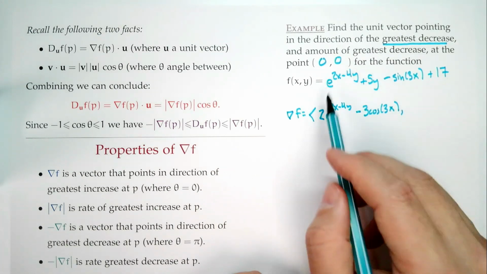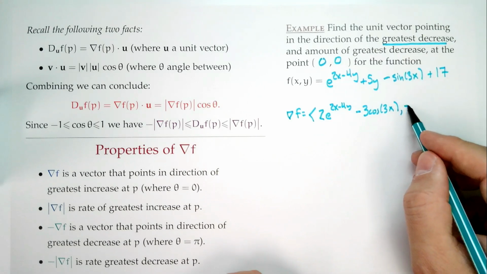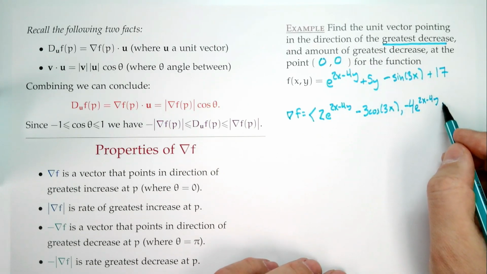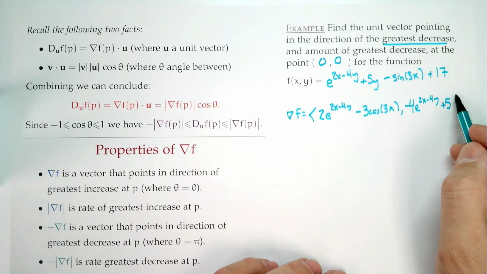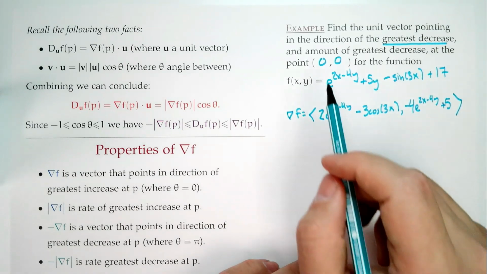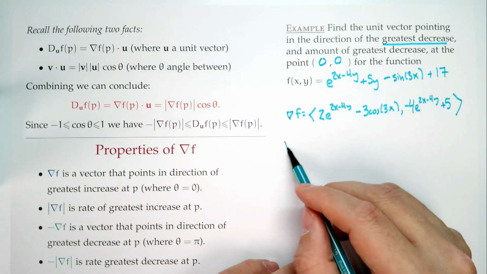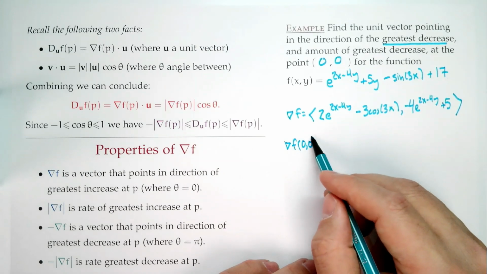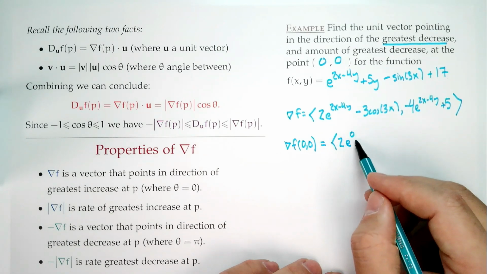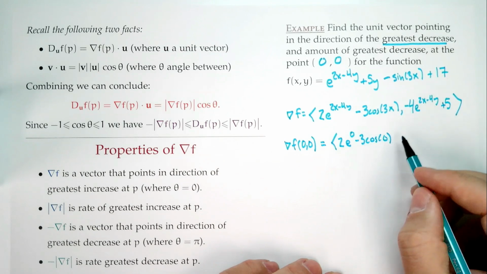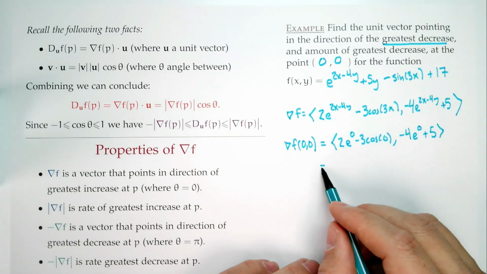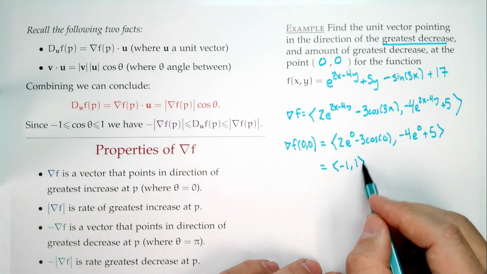Take the derivative with respect to y. Well, there's a y here, so we get -4e^(2x - 4y), and then the derivative of 5y is a plus 5, and there's no more y's, so that's it. Now that's the gradient of f at any particular point, but remember we're at the point (0, 0). So we plug in (0, 0). We get 2e^0 - 3cos(0), comma, -4e^0 + 5, and that becomes (-1, 1).